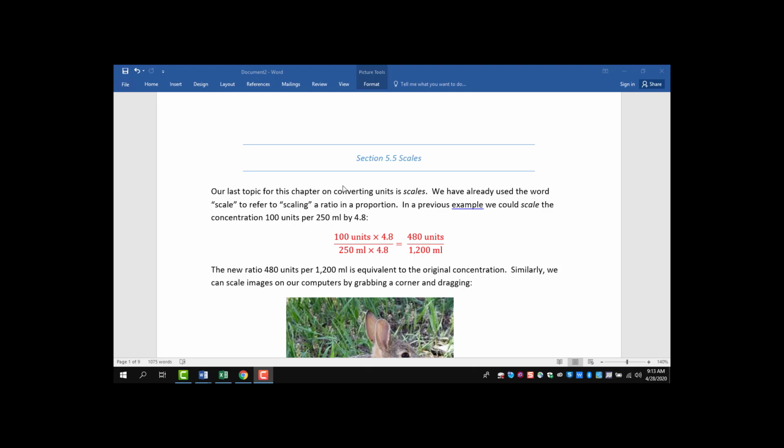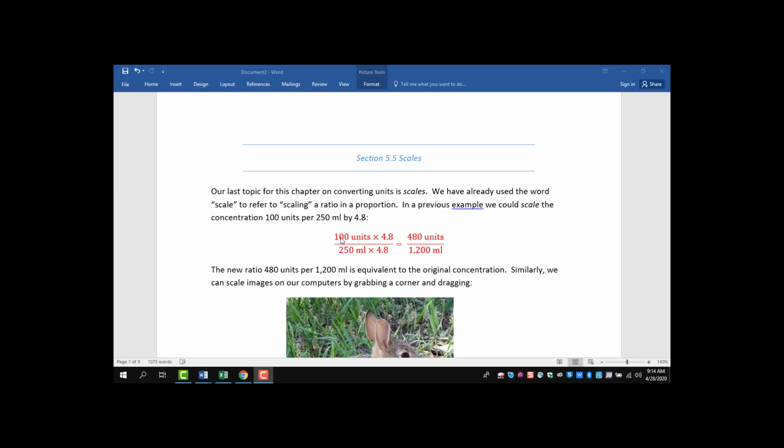We've already used the word scale to refer to scaling a ratio in a proportion. And you probably also know this from equivalent fractions. We use the number 1, some scale, to change one fraction into another equivalent fraction. In the previous example, in 5.4, we could scale the conversion 100 units per 250 milliliters by 4.8.